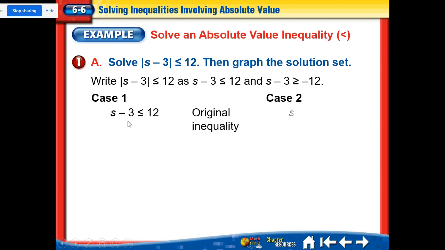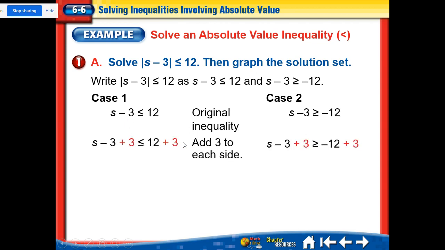So case 1, we're going to go ahead and solve that, and case 2, we're going to solve that one. So we add 3 to both sides, very similar. We talked about how they're very similar and we can do both of them at the same time. So we're going to go ahead and do that. So s is less than or equal to 15 and s is greater than or equal to negative 9.